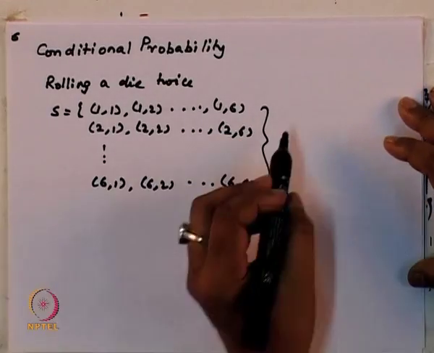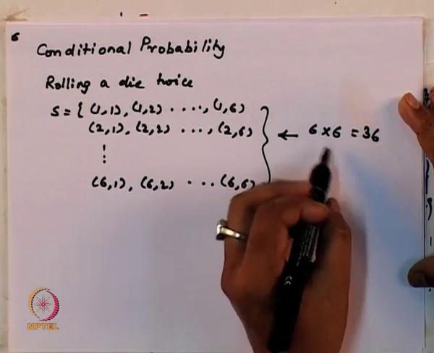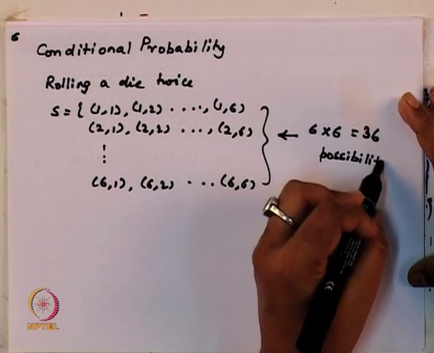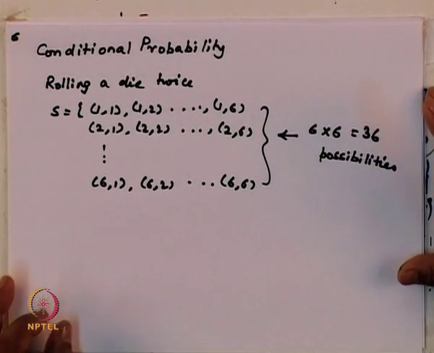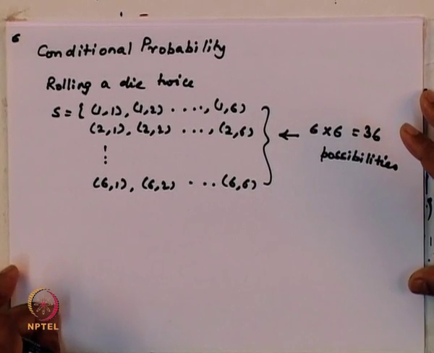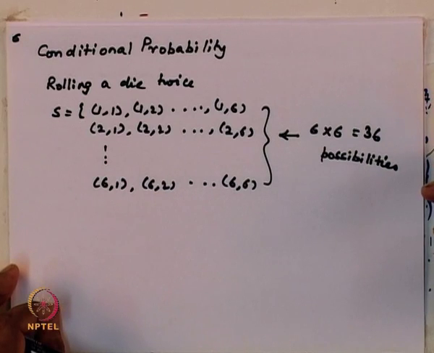So, you have a total of 6 into 6 equal to 36 possibilities. Okay. So, now let us say I want to ask the question, what is the probability that the sum of the scores on the two dice is equal to 8.